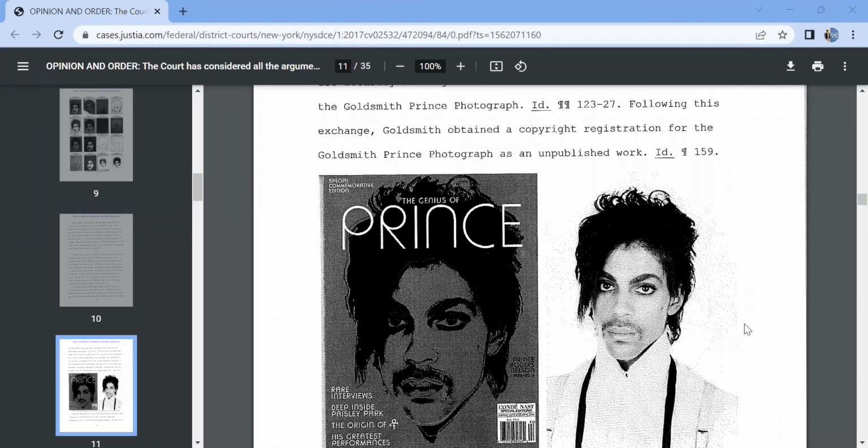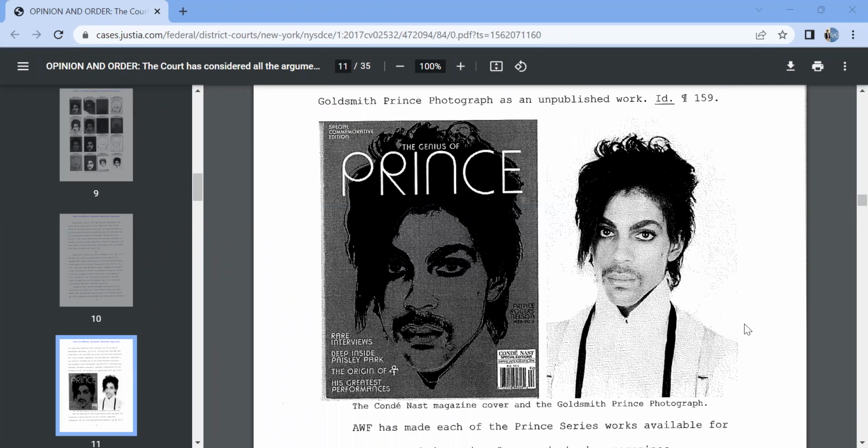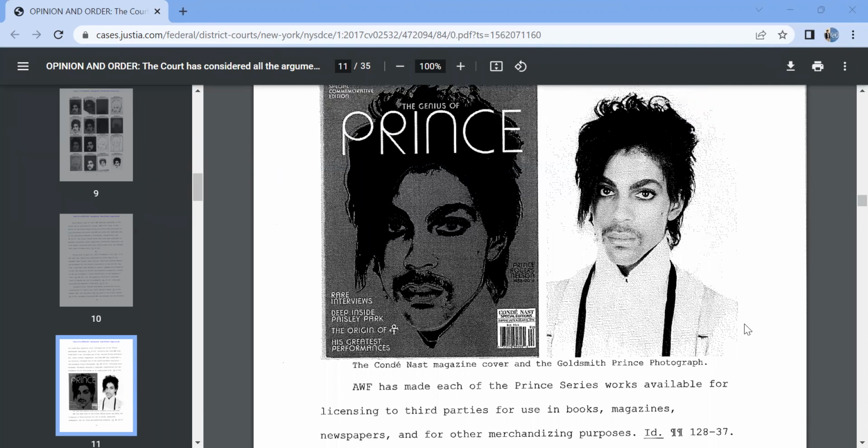Following this exchange, Goldsmith obtained a copyright registration for the Goldsmith print photograph as an unpublished work. The Condé Nast magazine cover and Goldsmith print photograph.